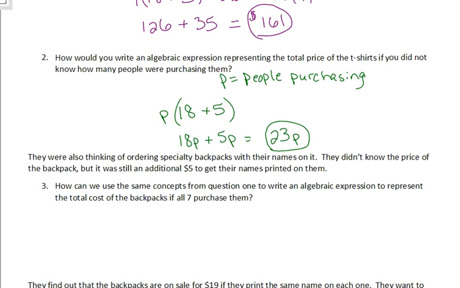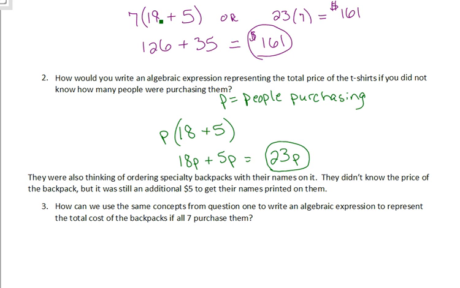So again, let's look at question 1. That 18 dealt with how much each one of the shirts cost. Well, down here, we don't know how much that backpack costs. So here, we're going to say that B equals cost of backpack. Okay, that's the piece that we don't know. So let's go ahead and fill in all the blanks. We know that there's 7 people that are going to purchase them. The variable now is going to be right here. We do know it's still that $5 to get your name printed on it.